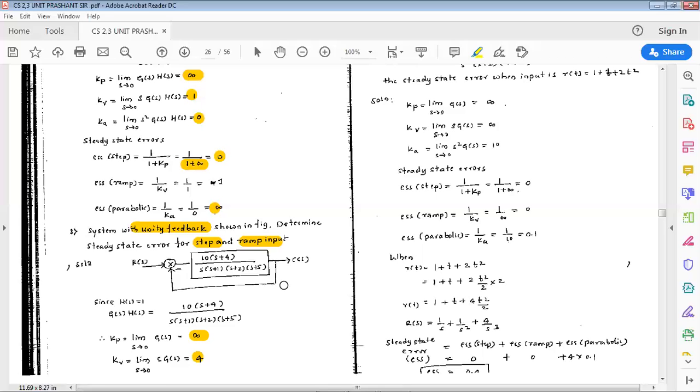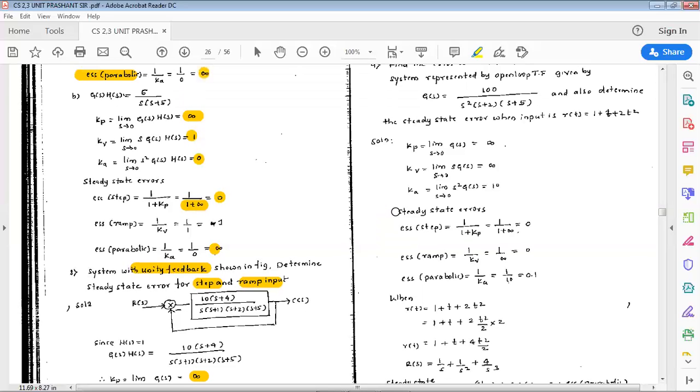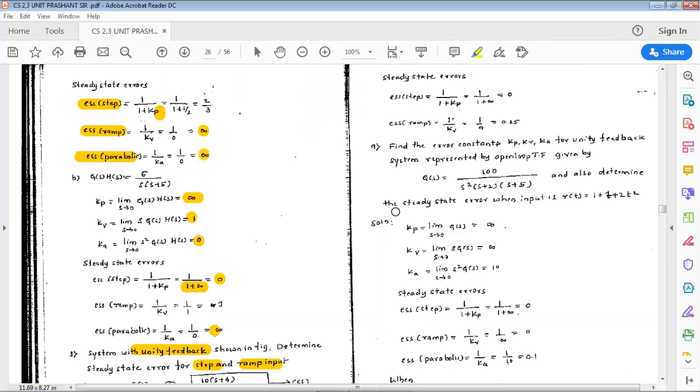We need to find steady state error due to step as well as ramp. For that, we have the formula we discussed in the previous numerical. Steady state error due to step input is given as 1 by 1 plus Kp, which is equal to 1 by 1 plus infinite, that is 0. Similarly, steady state error due to ramp is given as 1 by Kv, which is equal to 1 by 4, that results in 0.25. So these are some standard kind of numericals: find Kp, Kv, Ka as well as steady state error due to step, ramp and parabolic inputs. The rest of the things we'll discuss in the next class.